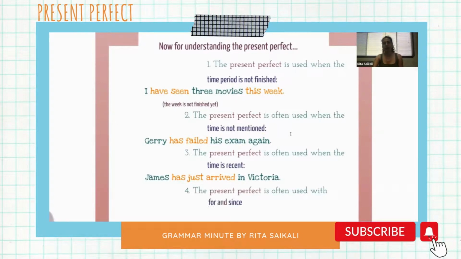Okay? And the present perfect is often used with for and since. So Gary, let me put this up here. Gary has lived here for 20 years. Okay? When you see for, it usually means that in that sentence you have the present perfect. Yeah? Does that make sense? So for example, she has lived here since her childhood.